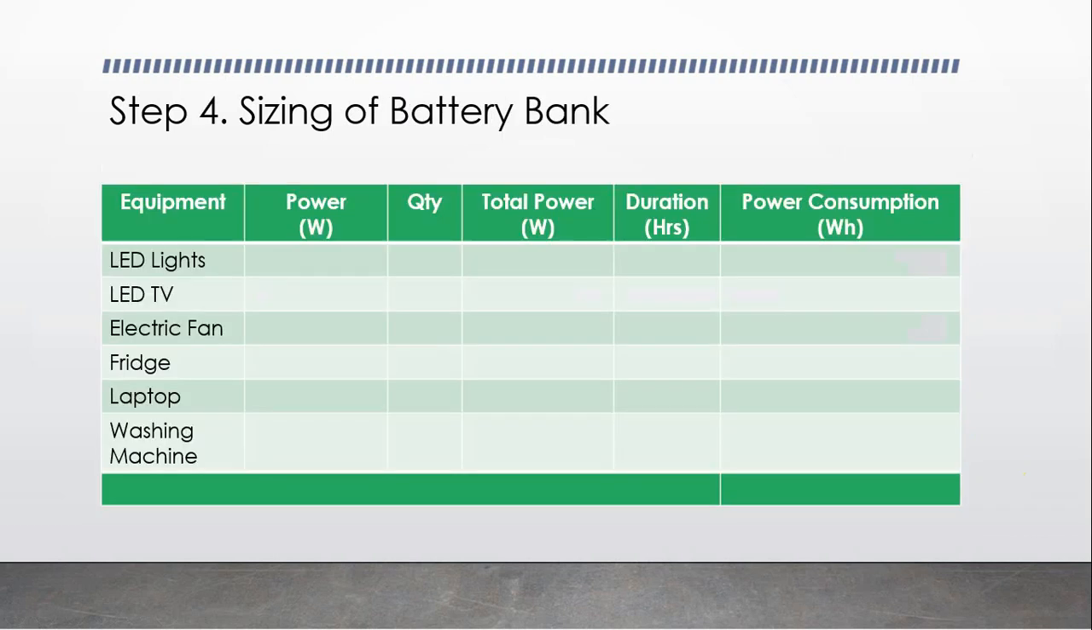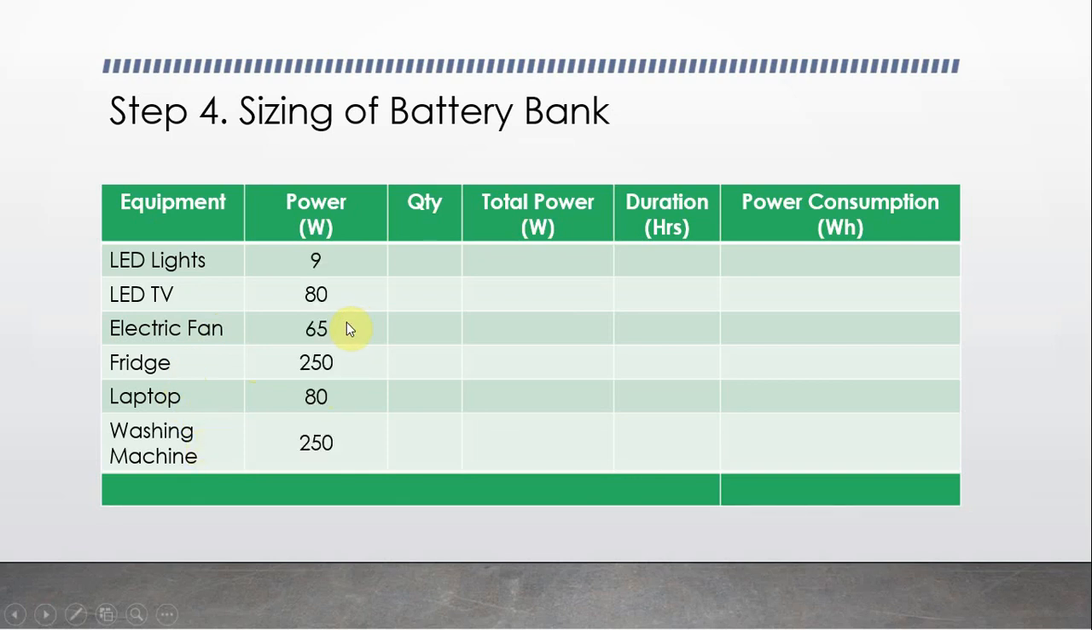Now to size, step number 4, to size the battery bank. Sizing the battery bank involves load analysis on the appliances you want to run on batteries. So in here you list down all the electrical equipment in your house. For example, we suppose we have LED lights, LED TV, electric fan, a fridge, laptop, washing machine.